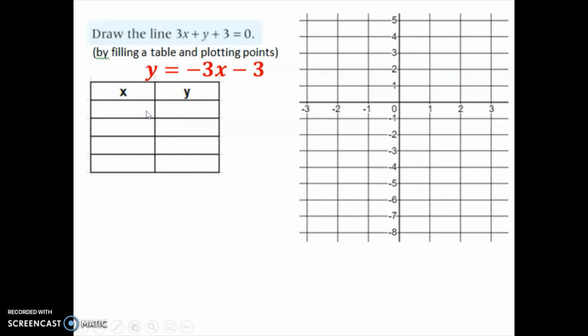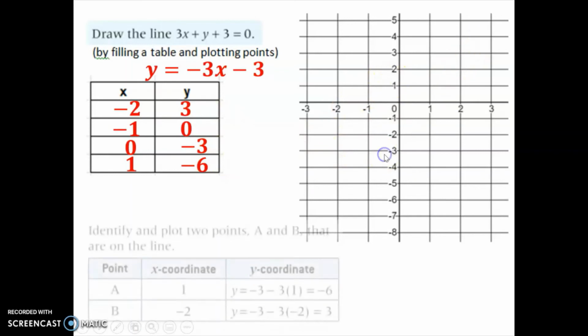Let's use these values for x, put them into this equation, and get some y values to complete this table here. Well, the y values you should have are 3, 0, negative 3, and 6. So now we have a bunch of coordinate locations. Negative 2, 3 is one point, negative 1, 0 is another, and so on. Plot these 4 points and connect them to make your line.